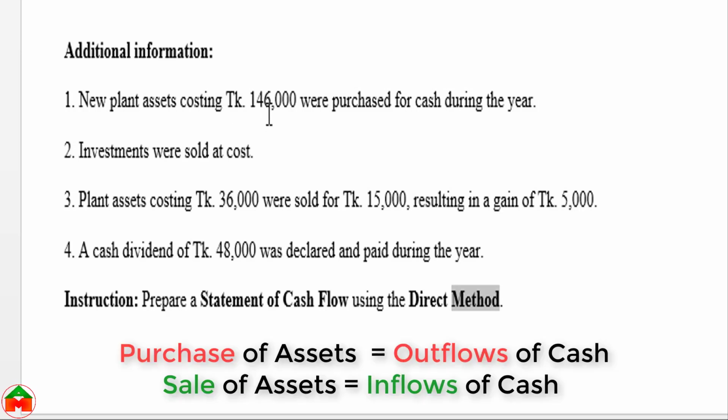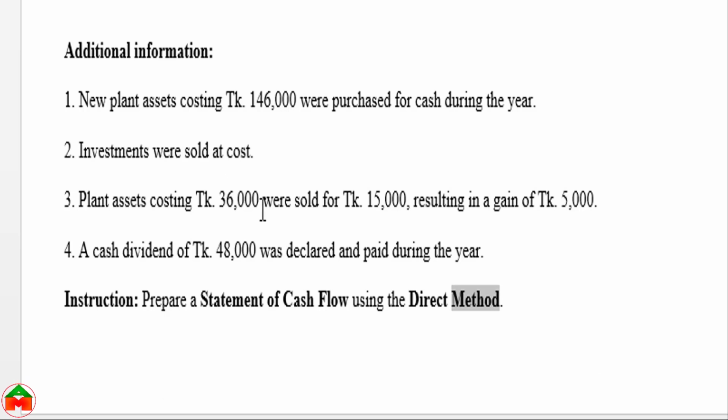If we purchase any asset, there will be a cash outflow. So we will show this 146,000 cash outflow in the investing activities. Another piece of additional information shows that plant assets costing taka 36,000 were sold for taka 15,000, resulting in a gain of taka 5,000. We will not focus on the gain or the cost, we will just focus on the amount of cash inflow. If there is a sale of asset, there will be a cash inflow. Here the cash inflow is 15,000. And there is an outflow of cash because there is a purchase of asset. So we are going to write these two pieces of information in the main cash flow statement.